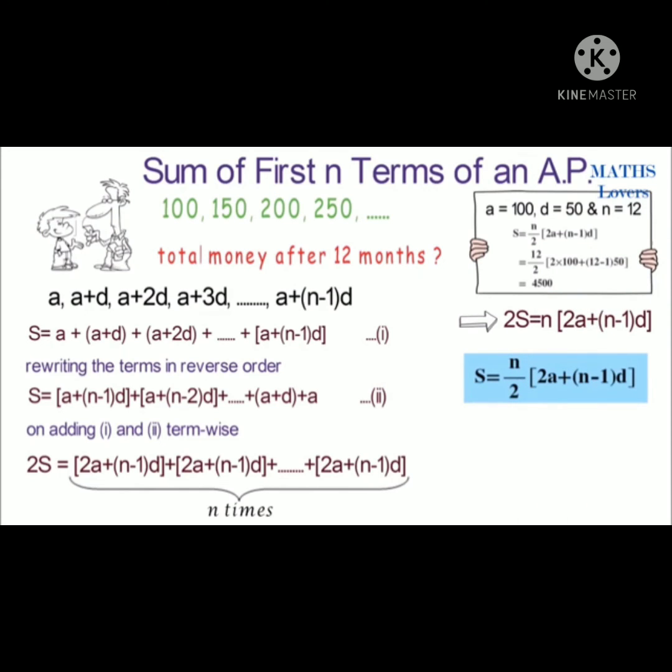We also know that the nth term or last term is equal to A plus (n minus 1)D. So we can also write S equal to n by 2 times (A plus L), where L is the nth term of the AP. It's easy to calculate by this formula when the last term is given.